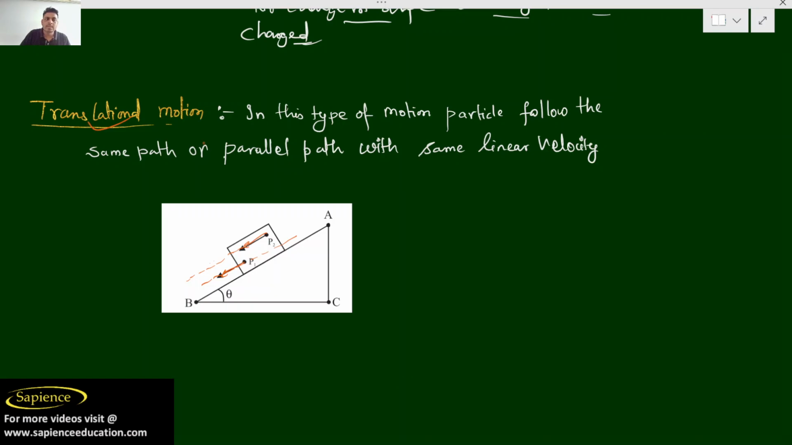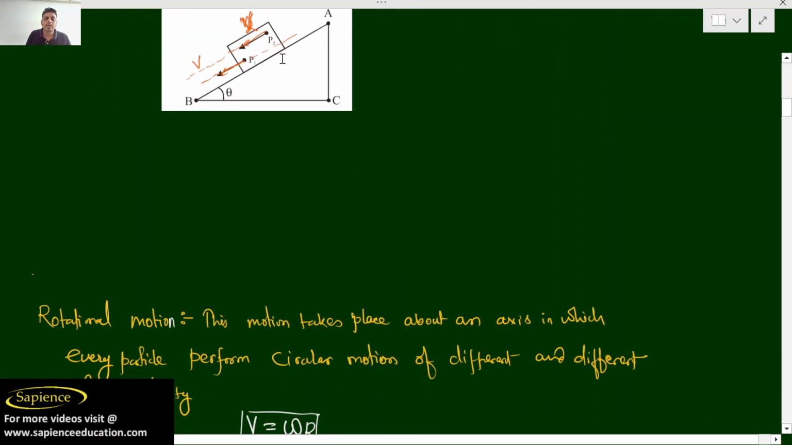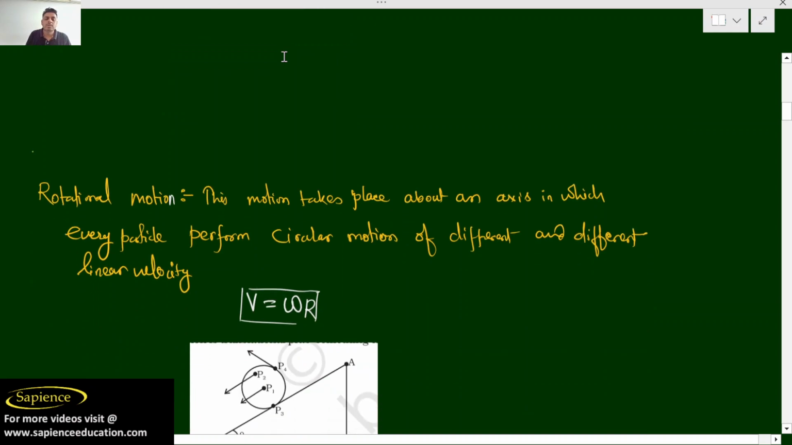That is pure translational motion. In this type of motion, a particle follows the same path or a parallel path with the same linear velocity. All have the same linear velocity. For example, if particle 1 has a velocity v, then particle 2 also has the same velocity v. The velocity does not change, and that means it is a translational motion. Now I will discuss rotational motion.